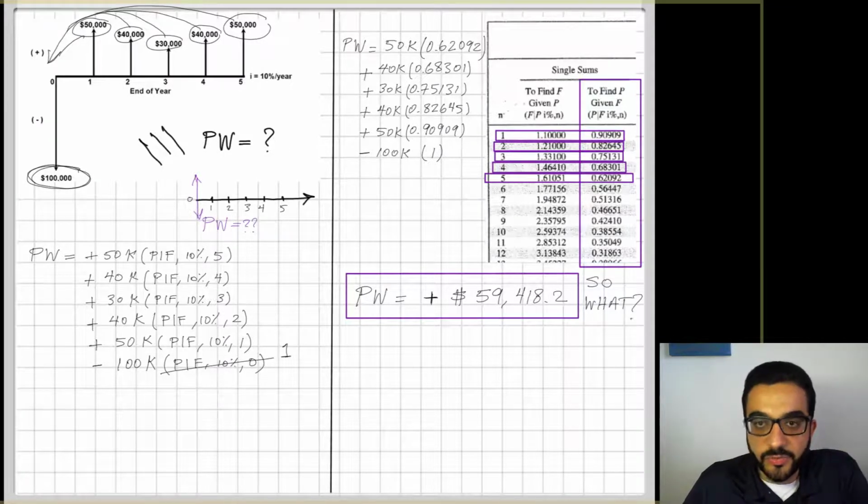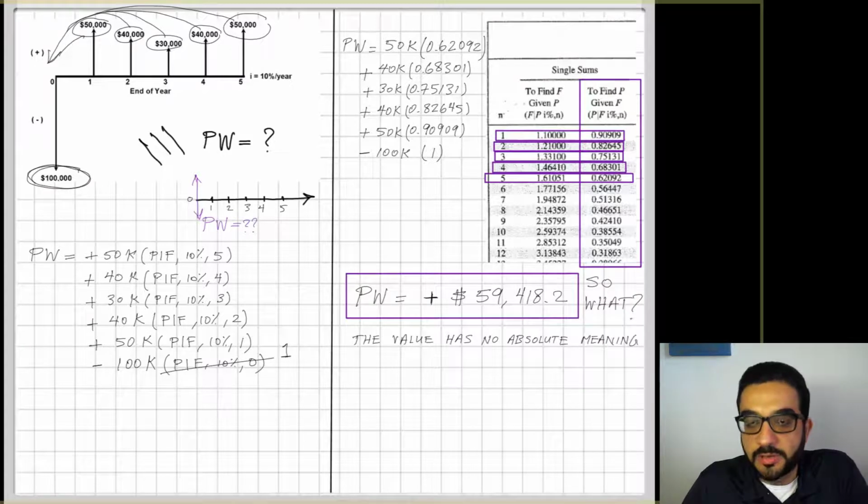Now, so what? What is this value representing? The present worth here, the value has no absolute meaning, meaning that it doesn't mean that the project is worth 59,000. It doesn't mean that you're achieving a profit of this amount. But what really matters to us here is the sign.